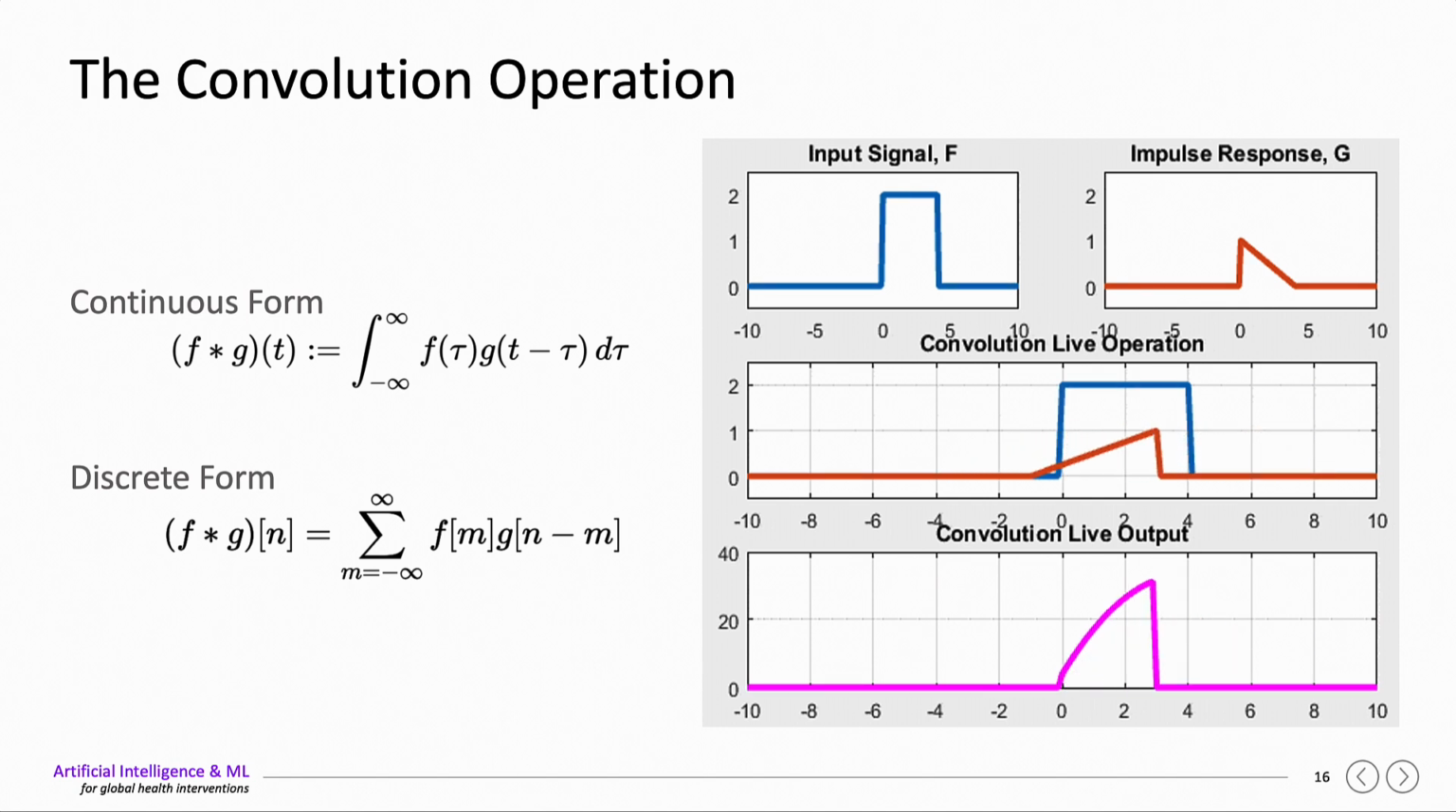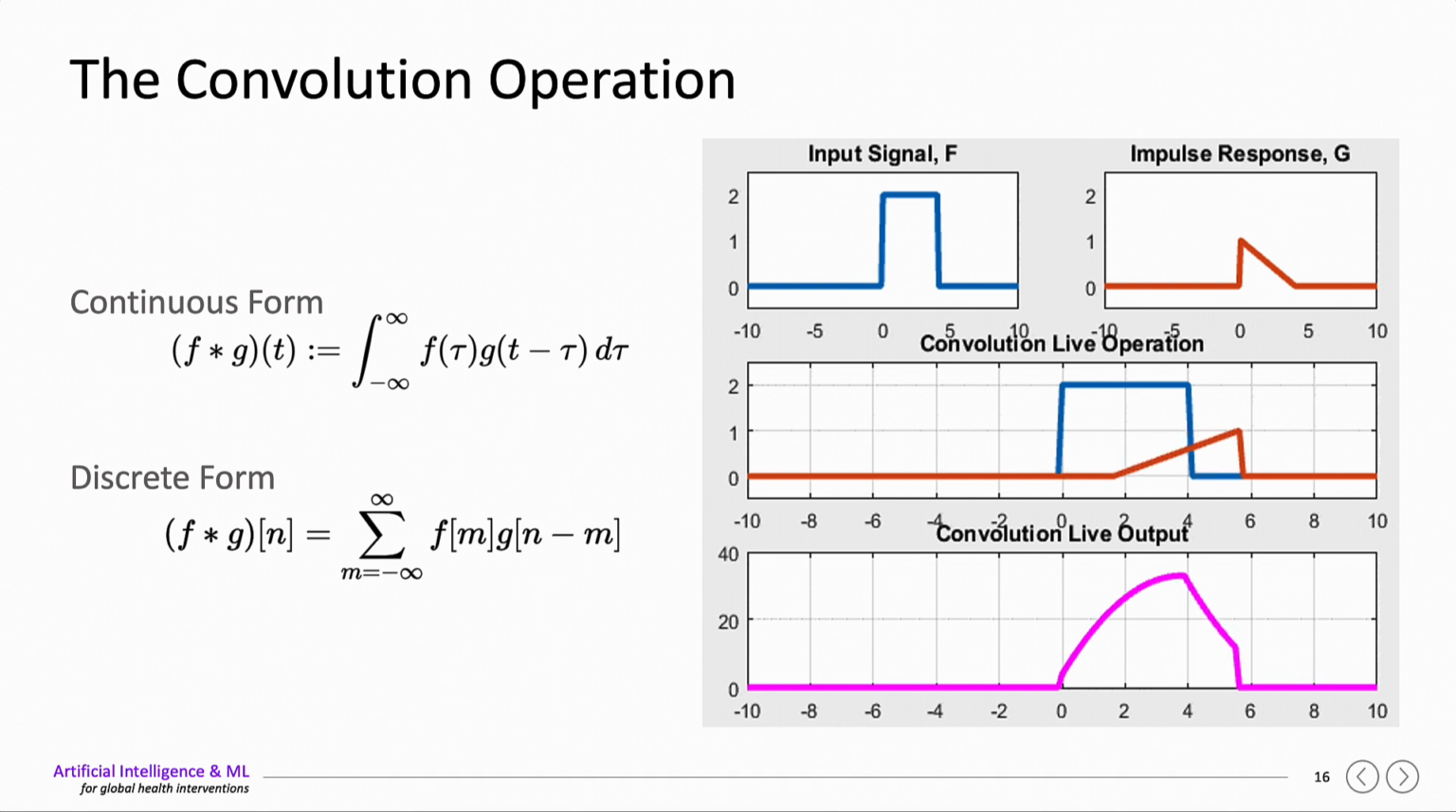This process captures how past values of the input contribute to the current output, weighted by how strongly the system responds after a delay. Whether written as an integral in continuous time or a sum in discrete time, convolution formalizes the idea that an output signal is the accumulated time-shifted, or in this case, pixel-shifted effect of the input.